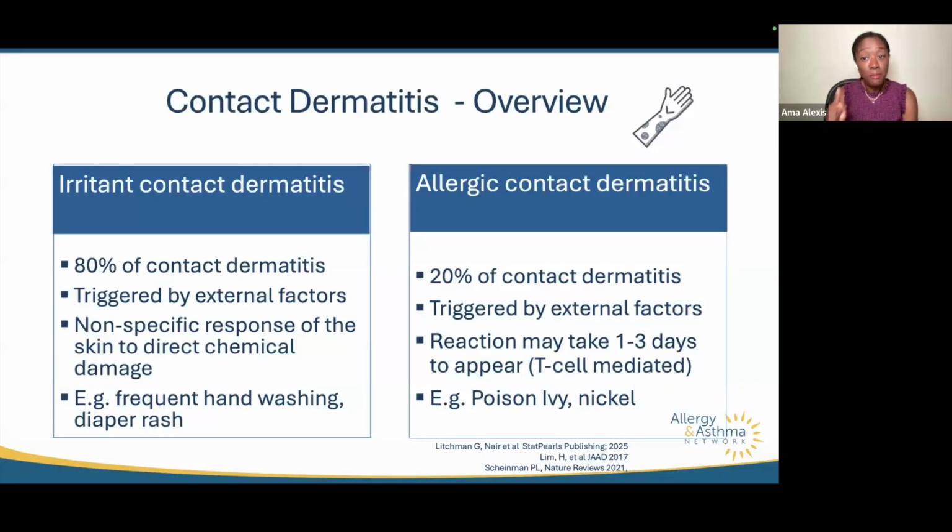So then on re-exposure, you then develop a rash, and that rash may take hours and sometimes even days to appear because the cells that cause allergic contact dermatitis are really slow. They're T cells. So it takes some time for those T cells to get to where they need to go. So a great example, again, of allergic contact dermatitis is either poison ivy or a nickel allergy.